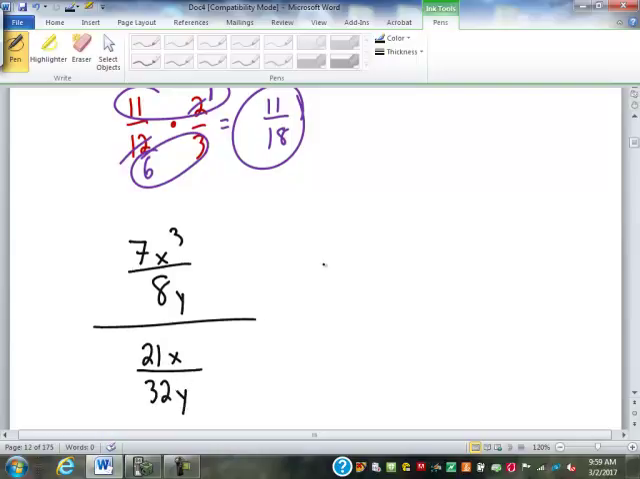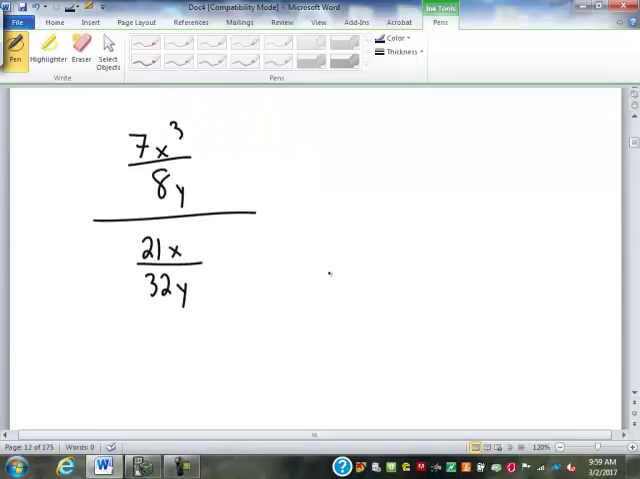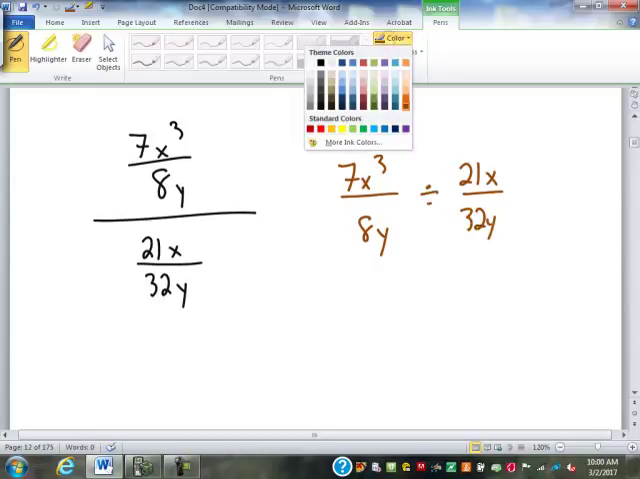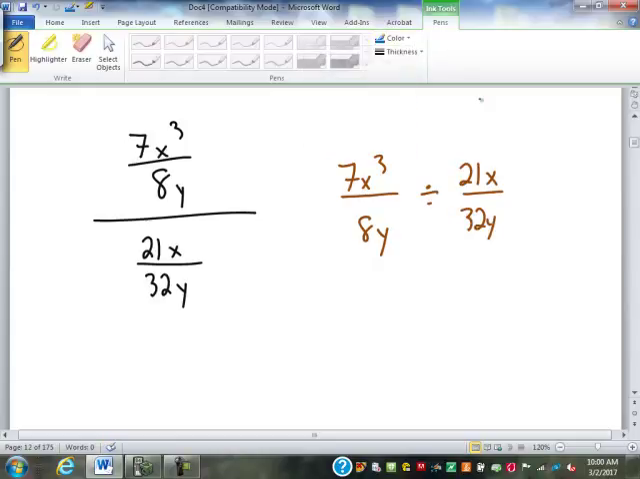What does that mean? What's that? Not so much, not necessarily. It makes more sense if I write it like this. 7x to the third over 8y divided by 21x over 32y. Now it looks more familiar to us.